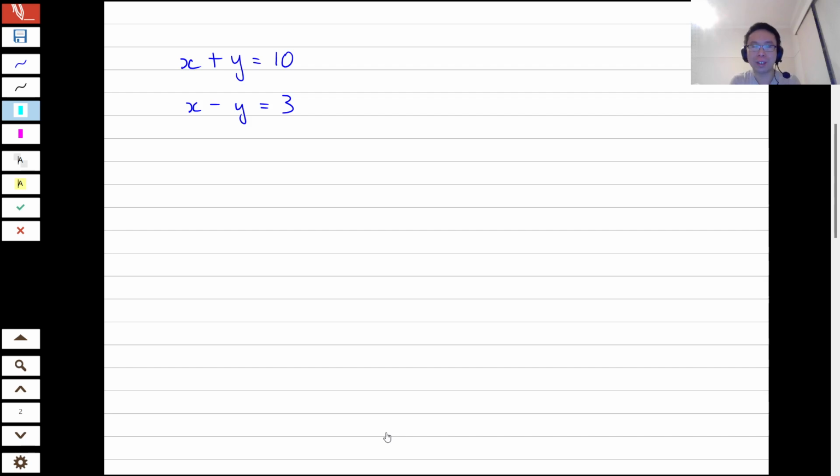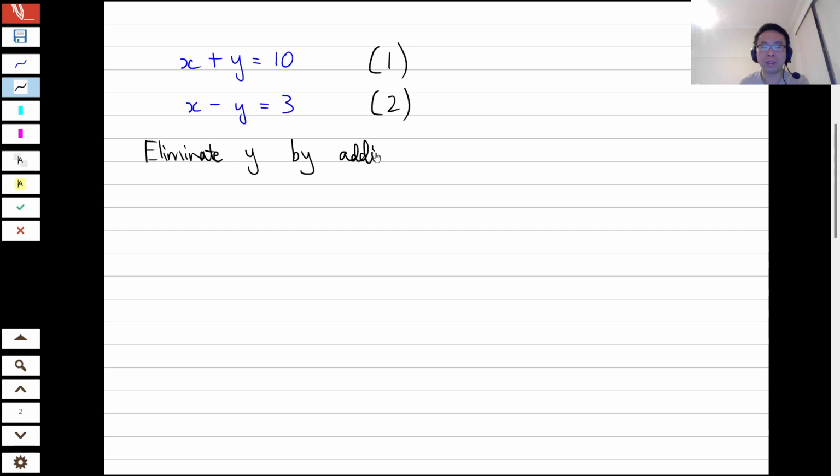At the start of the last video, I gave you these two equations for you to think about. And I'm actually going to demonstrate the elimination method here. So if I call this equation 1 and I call this equation 2, I can eliminate y by, there's different ways to write this, but what I'm going to do is say I'm going to add equation 1 and equation 2.